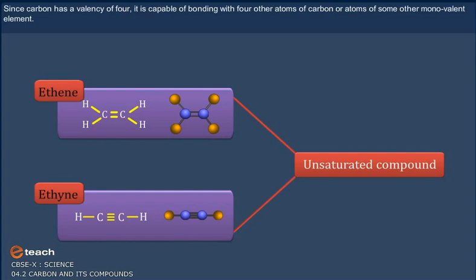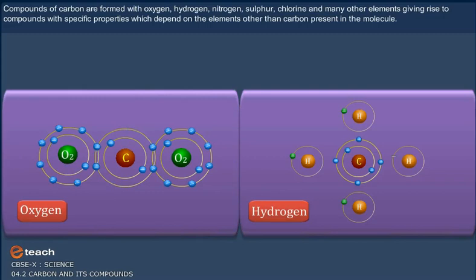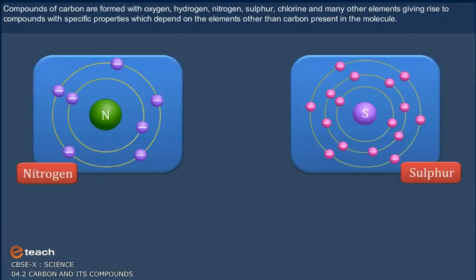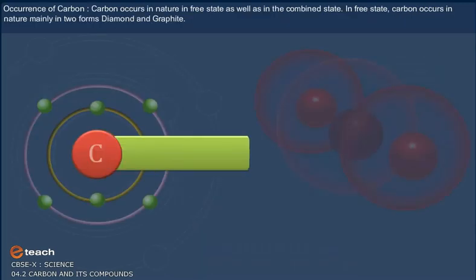Since carbon has a valency of 4, it is capable of bonding with 4 other carbon atoms or atoms of some other monovalent element. Compounds of carbon are formed with oxygen, hydrogen, nitrogen, sulfur, chlorine, and many other elements, giving rise to compounds with specific properties which depend on the elements other than carbon present in the molecule.